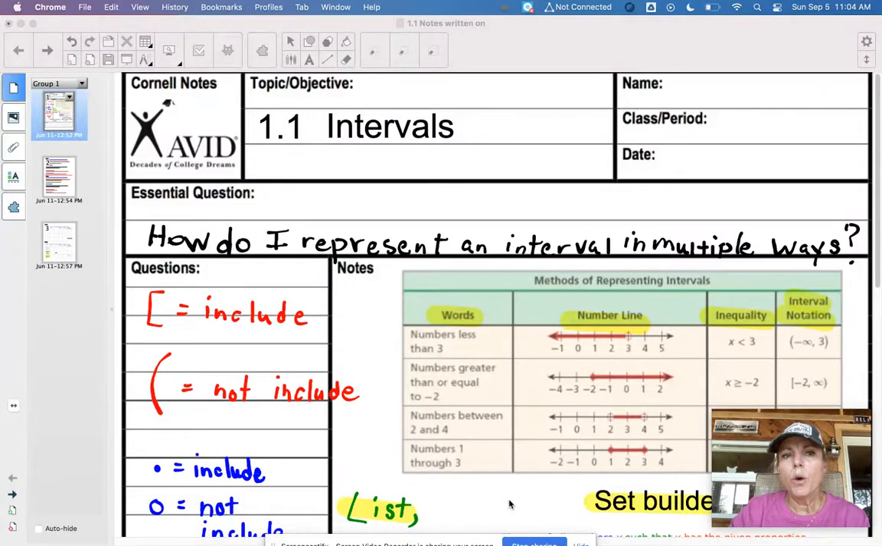Hello, everyone. We are on 1.1 intervals. Please write down the essential question. How do I represent an interval in multiple ways?